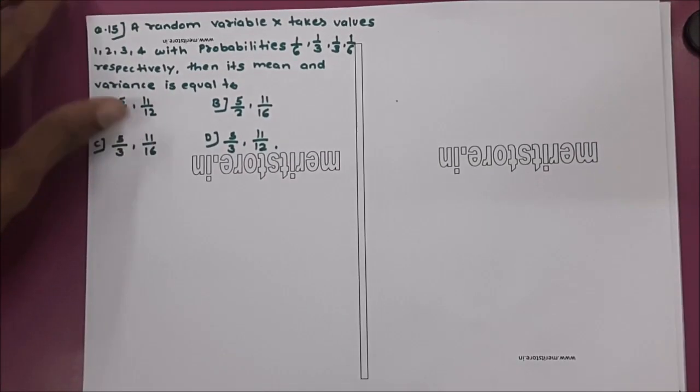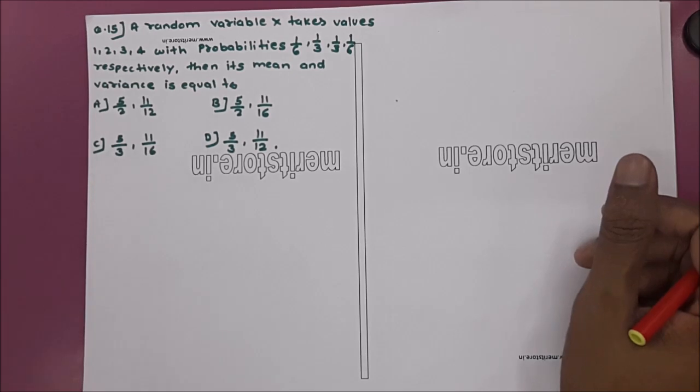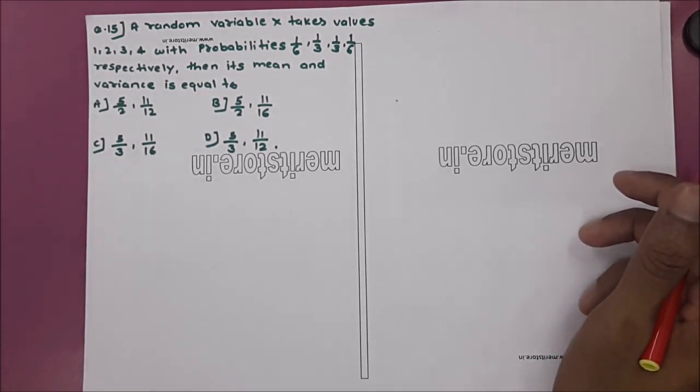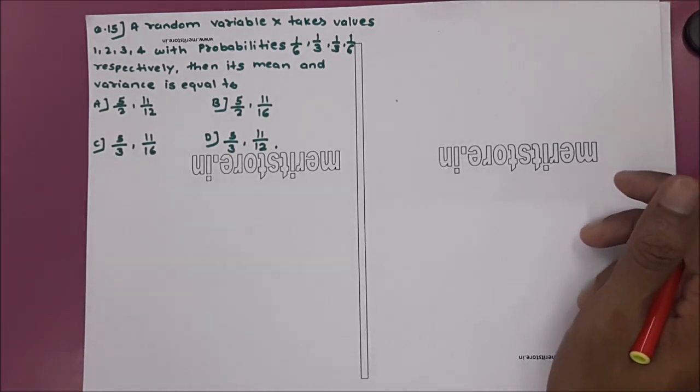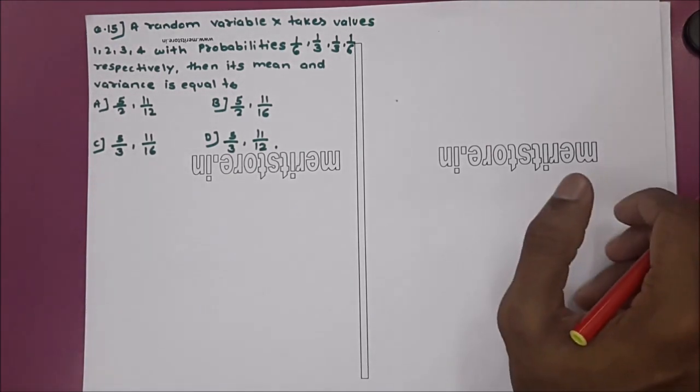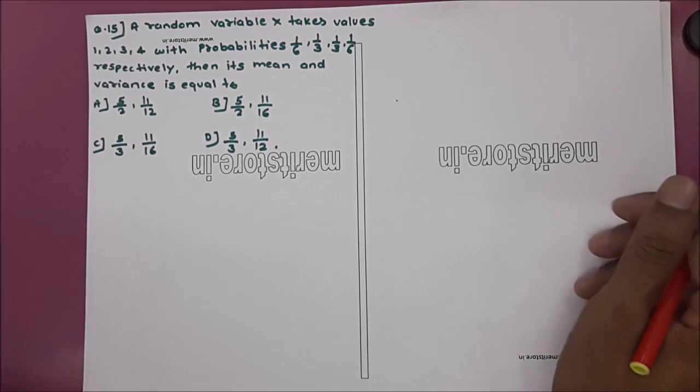Question 15. A random variable x takes the values 1, 2, 3, 4 with probabilities 1 by 6, 1 by 3, 1 by 3 and 1 by 6 respectively. Then its mean and variance is equal to: A, 5 by 2, 11 by 2; B, 5 by 2, 11 by 16; C, 5 by 3, 11 by 16; and D, 5 by 3, 11 by 12.